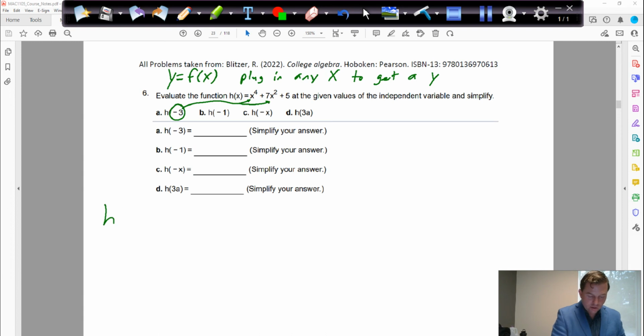So our function is x to the 4th plus 7x squared plus 5. But now I'm going to replace those x's with minus 3. So we're going to have minus 3. You want to use a parentheses here.